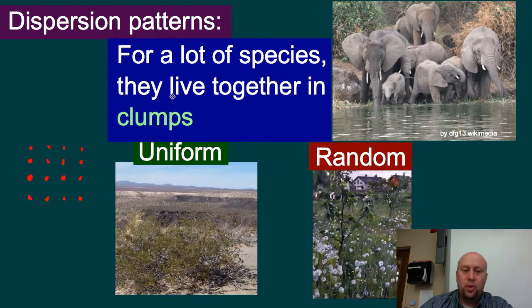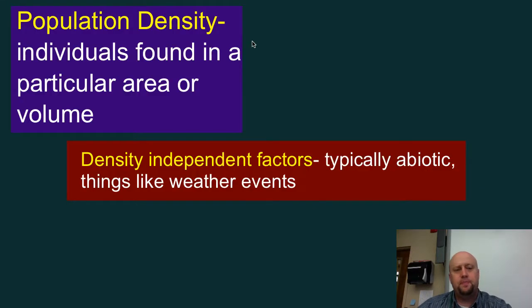Okay, so we've got clumping, we've got uniform, and we've got random dispersion pattern. Remember, dispersion pattern just means how is that species arranged? How is that population arranged? Are they arranged in groups, okay, which would be clumping? Are they distributed evenly, which would be uniform? Or are they just sort of haphazardly wherever? And obviously that would be a random dispersion.